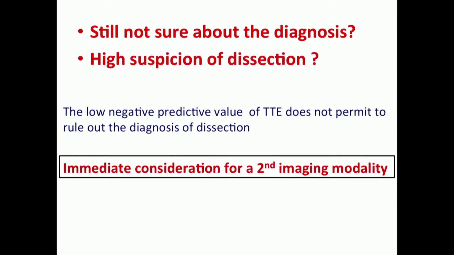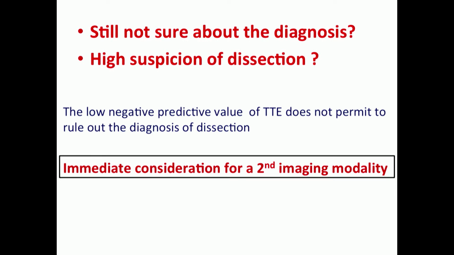But I'm still not sure about the diagnosis. I didn't get any clue even after using the color flow. But I have a very high suspicion of dissection. And I cannot rule out the diagnosis of dissection because there is low negative predictive value of transthoracic echo. It doesn't permit me to rule out the dissection.